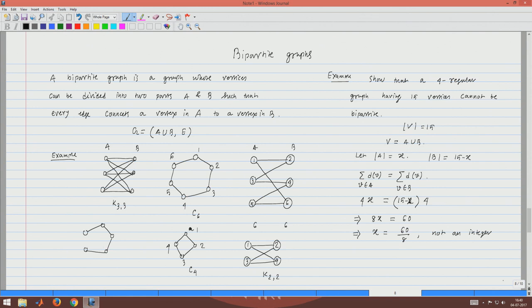Suppose C5, with vertices 1, 2, 3, 4, 5. So, this is C5 and let me label the vertices 1, 2, 3, 4, 5. So, here you can't partition the vertices into two parts such that every edge is from one part to another part.